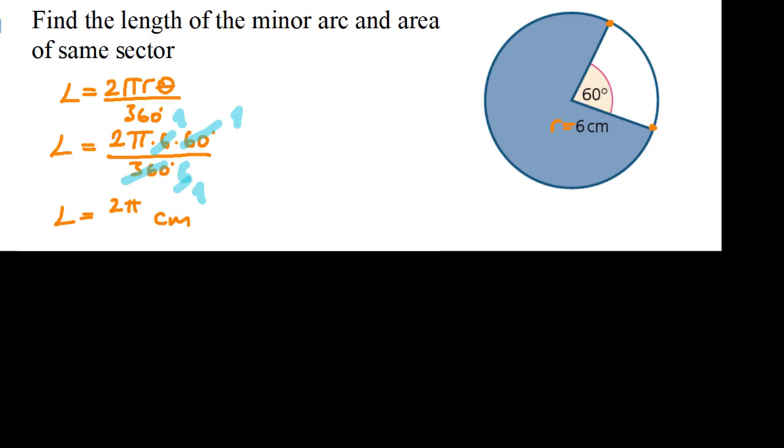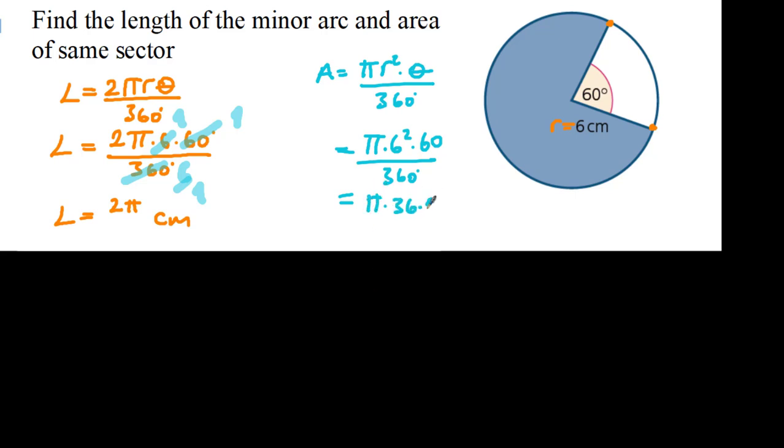Now I'm going to continue with the area of this sector. The area of the sector is equal to pi r square theta over 360 degrees, which is equal to pi times 6 square times 60 over 360. Again, we can simplify here. But before that, I want to multiply pi times 36 times 60 divided by 360, because I think it's going to be easier that way.